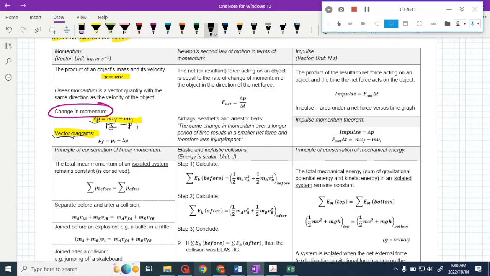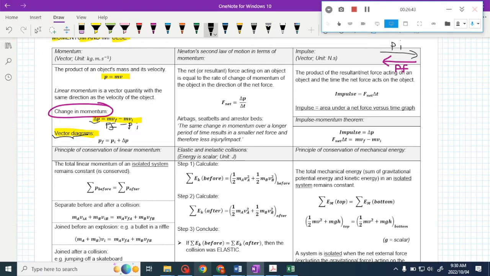If I say to you, we have an object, the object is moving in this direction, and then suddenly it's going to maybe turn around and it's going to move in that direction. What's going to happen is in the beginning, it's going to have a certain momentum to the right. In the end, it's going to have a certain momentum to the left. If I ask you to use vectors to show how you can add these momenta together, right?